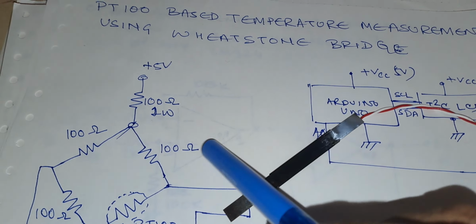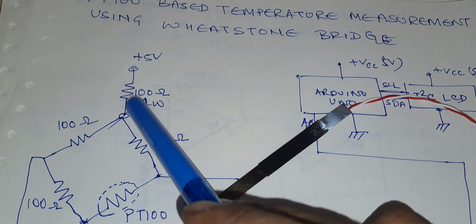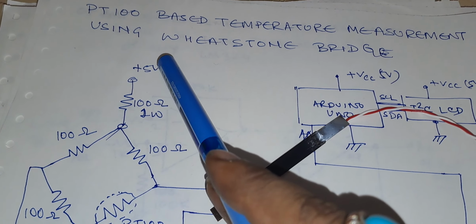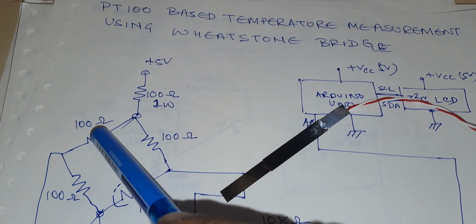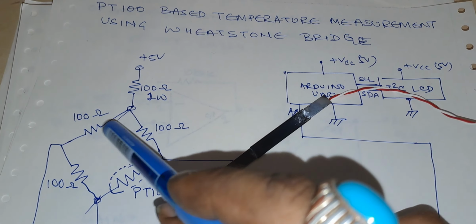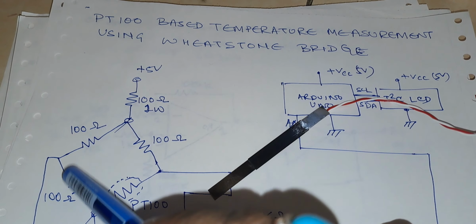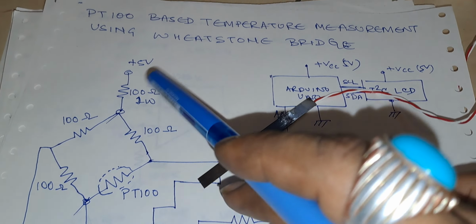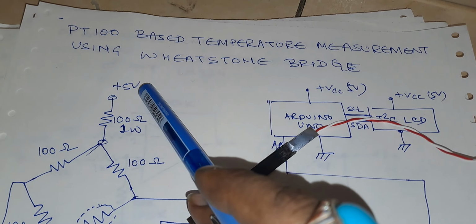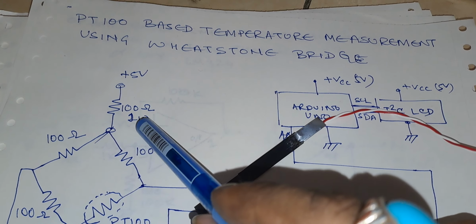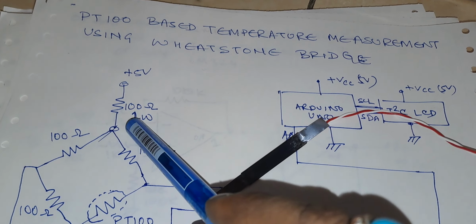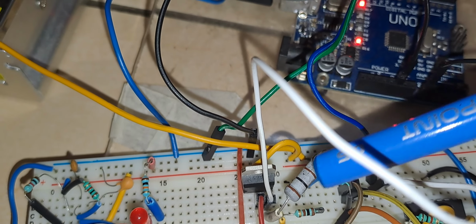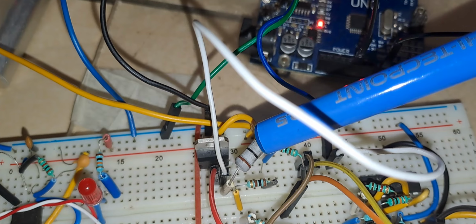I am using 100 ohm 1 watt resistance here. I am using this resistance because the bridge voltage is plus 5 volts. So if I put 5 volts across these 100 ohm resistances, there is a chance of heat. These resistances will heat up and this will cause errors in the bridge. So that's why I want to reduce this voltage 5 volts to 2.5 volts. That's why I am using 100 ohms 1 watt resistance. You can see this is the 100 ohms 1 watt resistance.